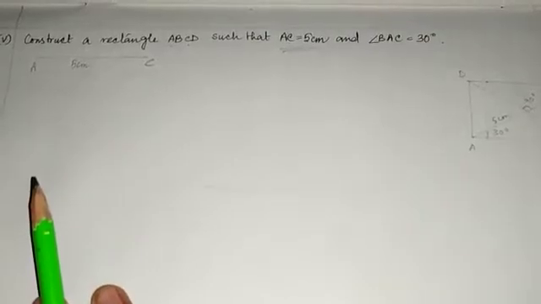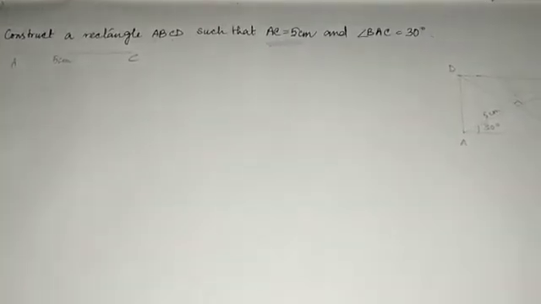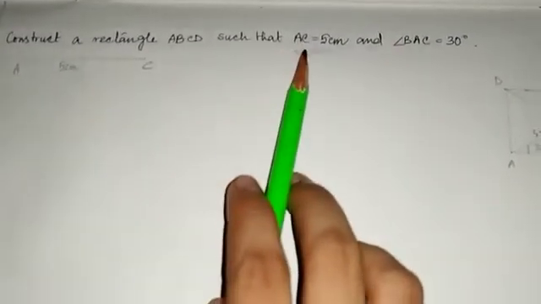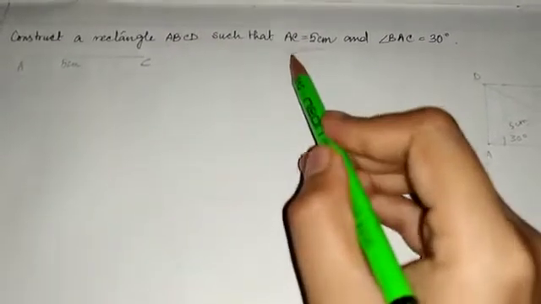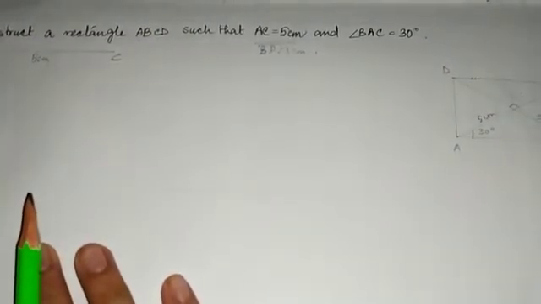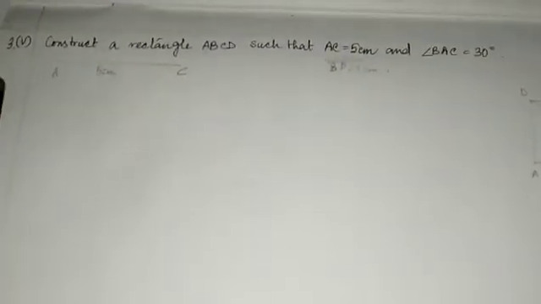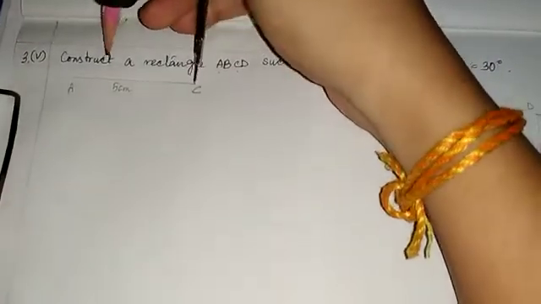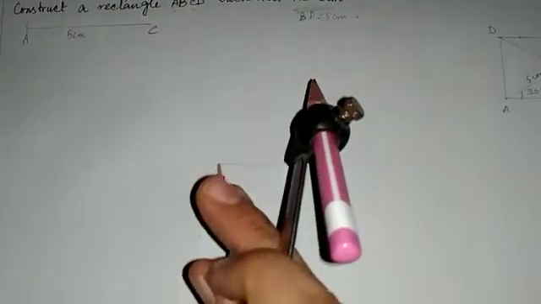But as we know, it is a rectangle, and in a rectangle a rule always applies, that the lengths of the diagonals are always equal. That means if AC is 5 centimeter, then BD must be equal to 5 centimeter. As we know the diagonals bisect each other, so we have to take the bisection. At first just take the length 5 centimeter and cut this length on the initial line, putting the needle on the initial line, and draw this.